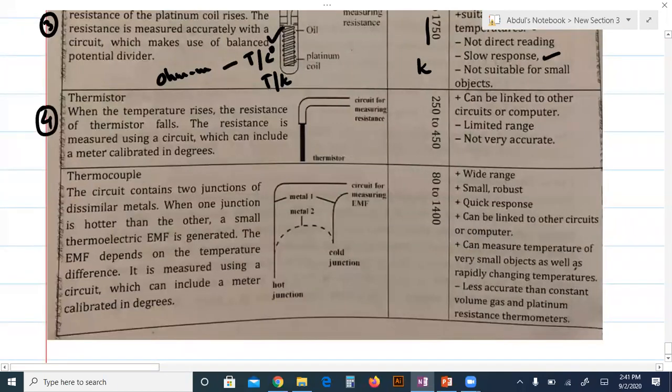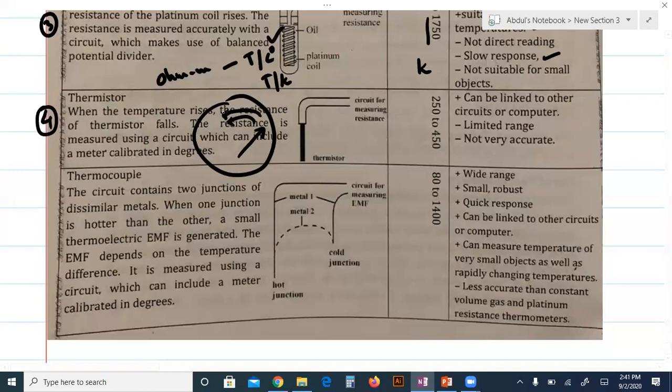Now number 4 is the thermistor thermometer. When the temperature rises, the resistance of the thermistor falls, a reverse process. One is rising, the other is decreasing. When temperature increases, the resistance decreases. The resistance is measured using a circuit, which can indicate on a meter calibrated in degrees. Meaning the ohm meter is calibrated in the opposite direction. Suppose this is the ohm meter. For low temperature the resistance is maximum, and for high temperature the resistance decreases, so the temperature will increase in this direction. So it is calibrated in the opposite direction.